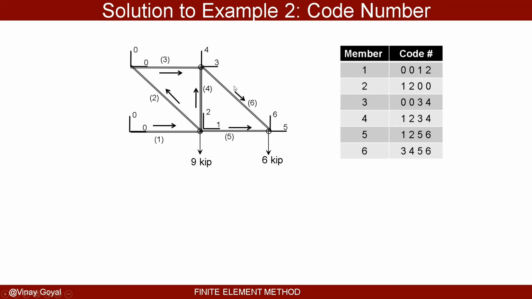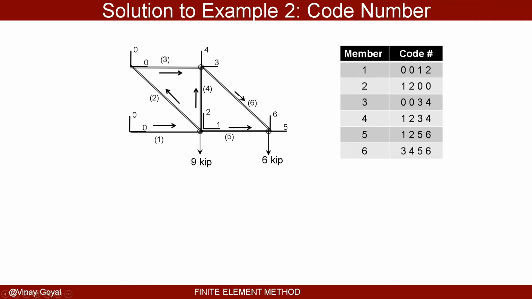Member number 3 is right here, and it goes from left to right. I draw an arrow, and that's going to be very useful later when I calculate my betas. 0034, bam. Element number 4 is this right here: 1234, 1234. Element number 5 starts here: 1256. And then element number 6 goes from top to bottom.